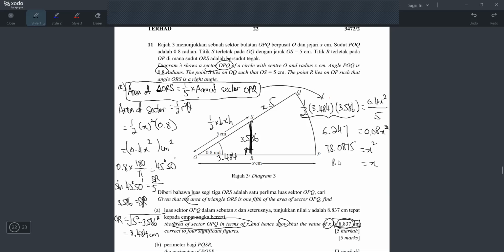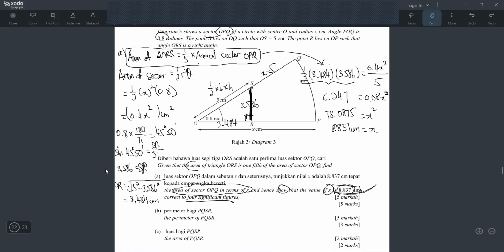All right. So luckily, my answer is the same as the answer they want me to show here. So correct to 4 significant figures. So yeah, this is the answer. All right. So this is enough for you to get 5 marks. Okay, now it's time to do B.